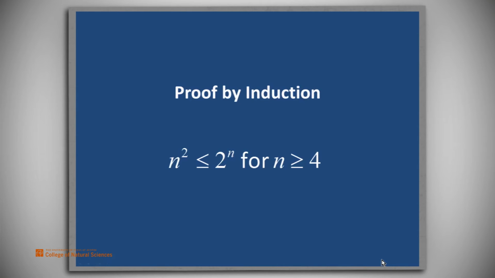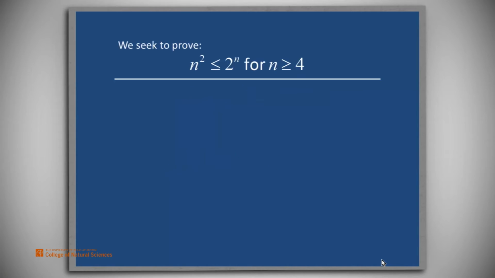This is a demonstration of proof by induction. We seek to prove the theorem that n squared is less than or equal to 2 to the n for integer values of n greater than or equal to 4. When we begin the inductive proof, we want to be very clear about our predicate. In this case, our predicate P(n) is n squared is less than or equal to 2 to the n. Now, we must begin by proving the base case.